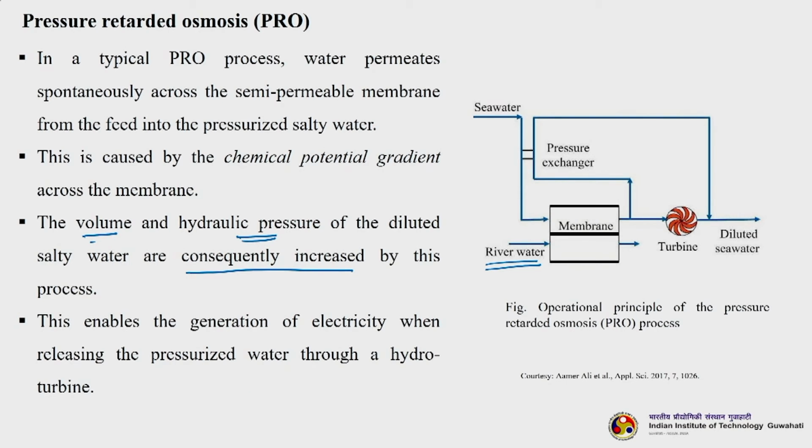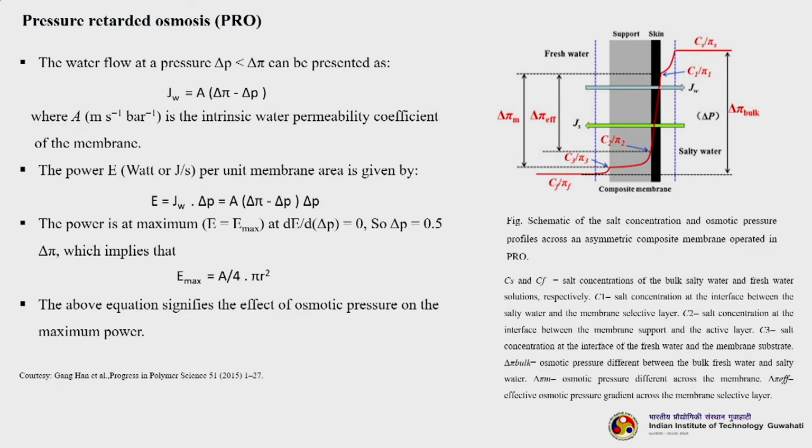This will help in generating electricity because it is fed to a turbine, as you can see here. This enables the generation of electricity when releasing the pressurized water through a hydro turbine. The water is at high pressure, so that pressure will be utilized to rotate the water turbine, and when the turbine rotates, you know that is the usual way of generating electricity. So, let us understand the equations involved.